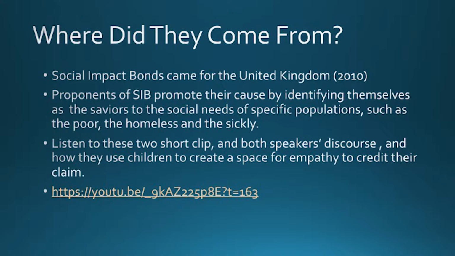Where did these bonds come from? Well, social impact bonds came from the United Kingdom back in 2010. Proponents of these bonds promote their cause by identifying themselves as the saviors to the social needs of specific populations, mostly the poor, the homeless, and the sickly.